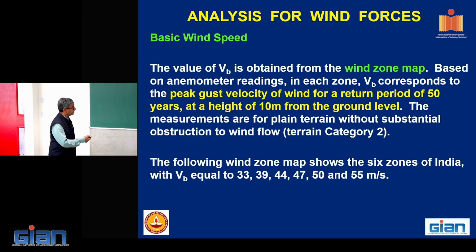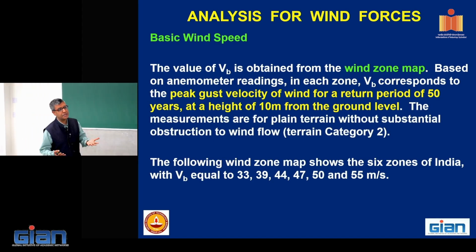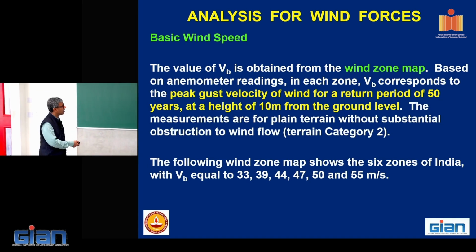The basic wind speed comes from this wind zone map. Now there are certain adjectives here. This wind zone map is based on a peak gust velocity of wind for a return period of 50 years. Why 50 years? Because this is our thumb rule for the design life of a building. We typically design a building for 50 years, and that's why that is the convention. And that is given at a height of 10 meters from the ground level.